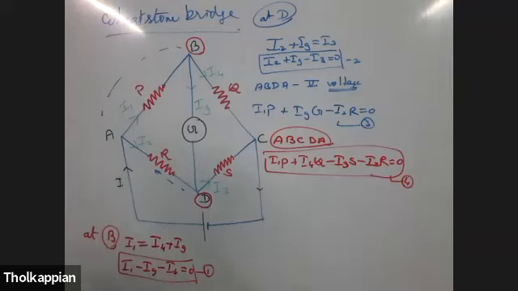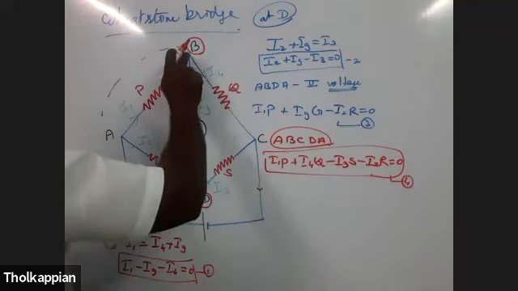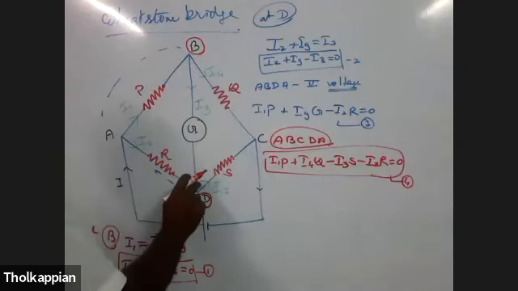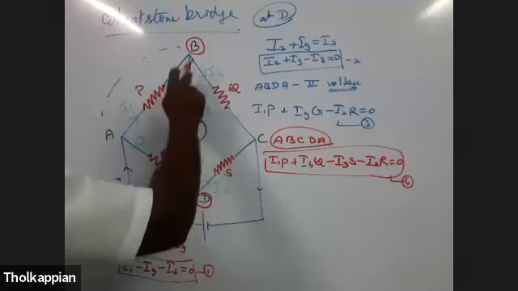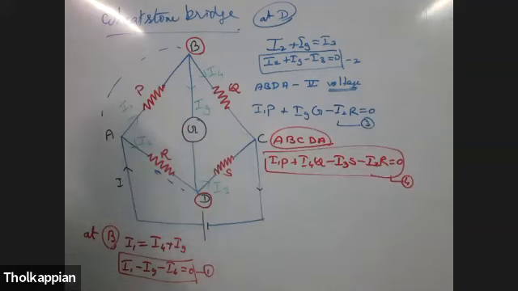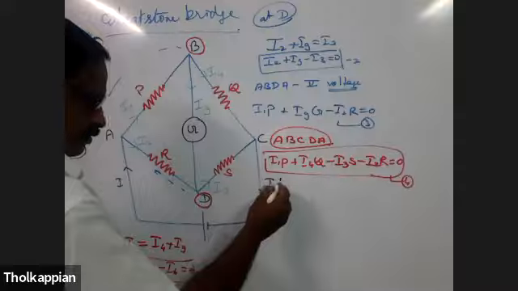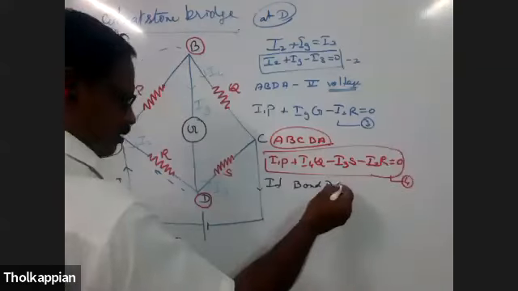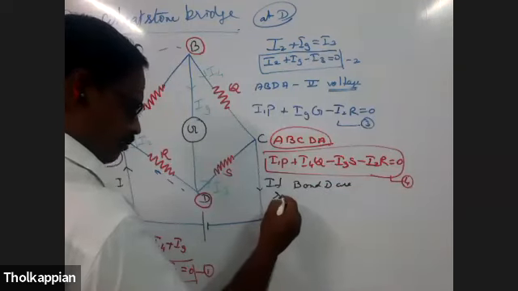Now consider B and D. There is no difference in potential. This is the condition, if B and D are at the same potential.